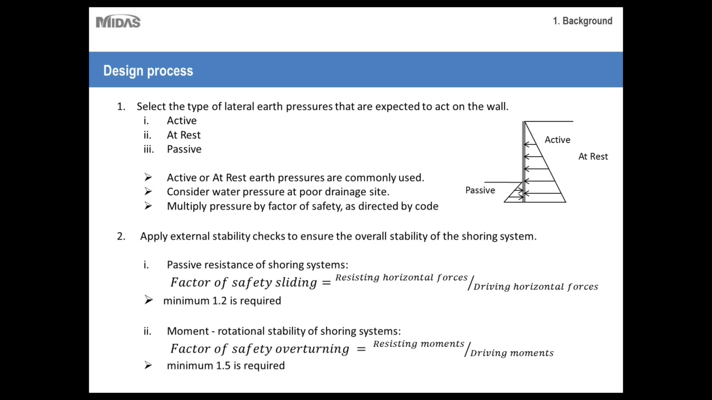And the minimum factor of safety required for this stability check is 1.2. Then we have to ensure the safety against overturning with a factor of safety of minimum 1.5. And as you can see, the formula is pretty simple and straightforward. It's the ratio of resisting moments to the driving moments.